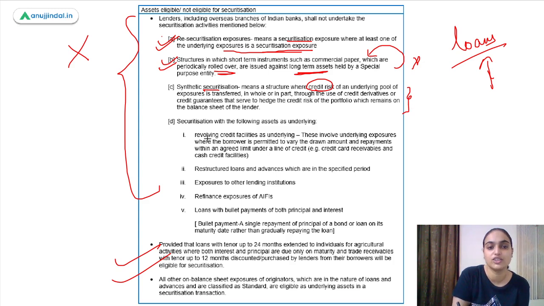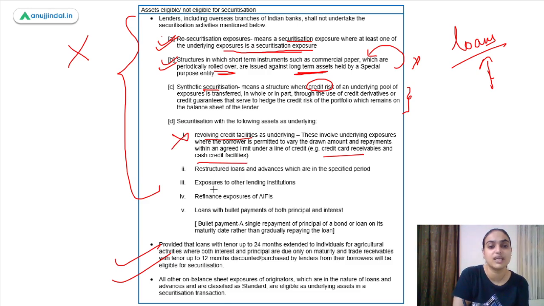Also, you cannot securitize revolving credit facilities. For example, if some kinds of loans have been given where you have an option to vary your payment when you will be repaying the amount. So, if as per your requirements, you can change that thing like in credit card receivables or cash credit facilities, then you cannot convert them into securities.